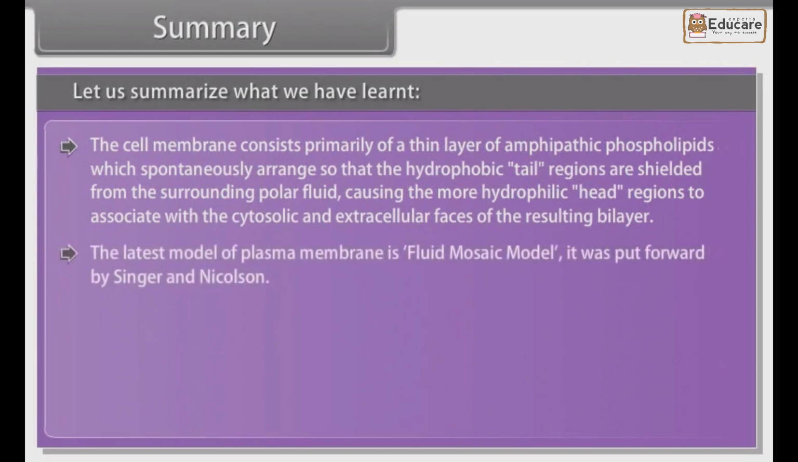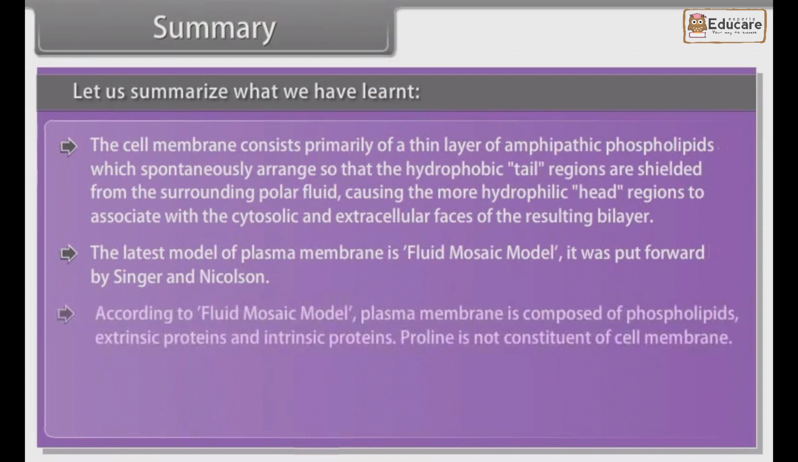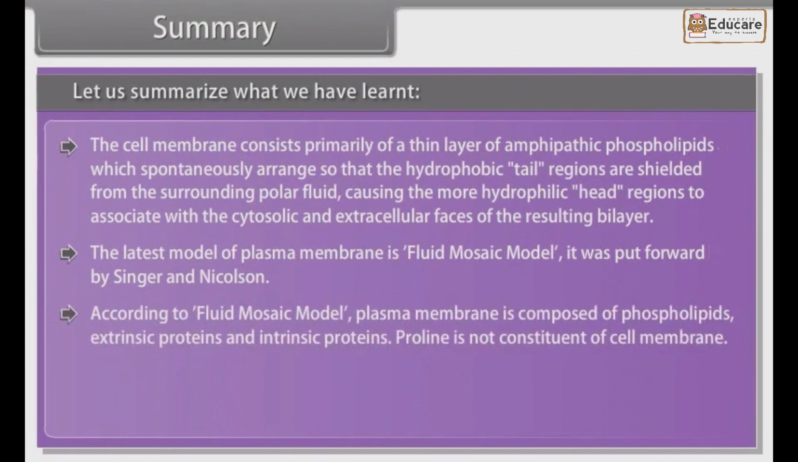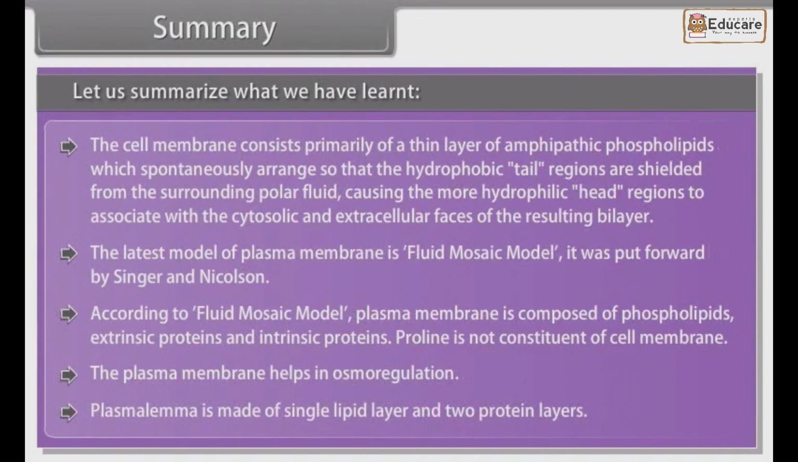The latest model of plasma membrane is fluid mosaic model. It was put forward by Singer and Nicolson. According to the fluid mosaic model, plasma membrane is composed of phospholipids, extrinsic proteins and intrinsic proteins. Proline is not constituent of cell membrane. The plasma membrane helps in osmoregulation. Plasma lemma is made of single lipid layer and 2 protein layers.